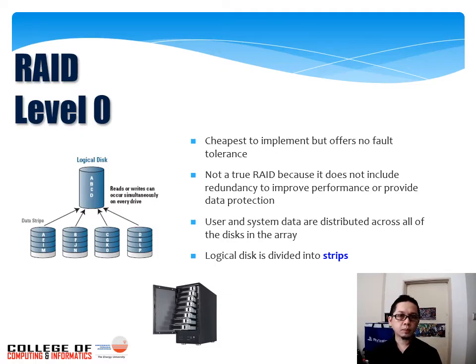For example purposes, we are going to look at just RAID level 0 and RAID level 6. For RAID level 0, the method here is the cheapest to implement and offers no fault tolerance. Basically, you have 4 locations, for example, and your data is distributed upon these 4 locations. So when you are writing, A, B, C, D will be distributed to 4 separate locations.